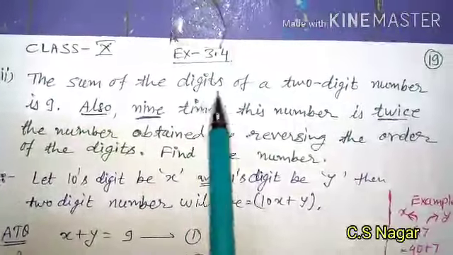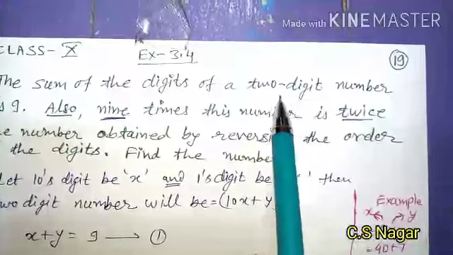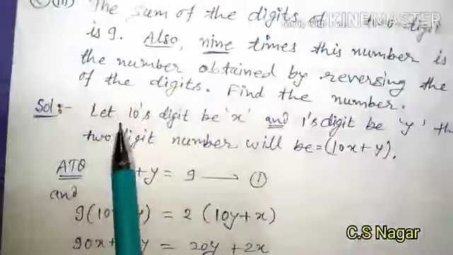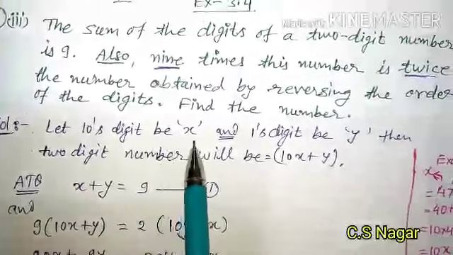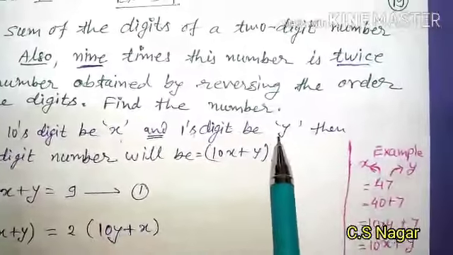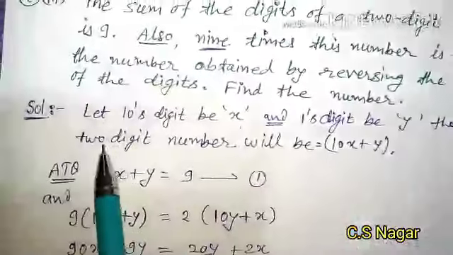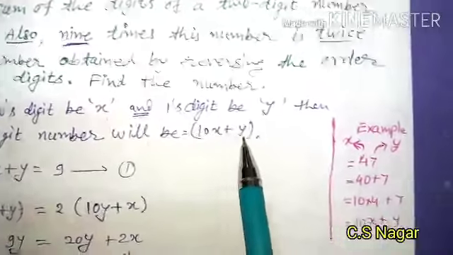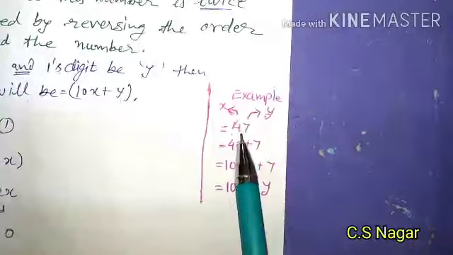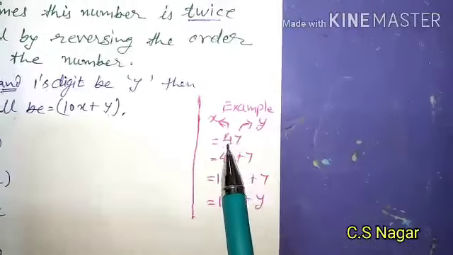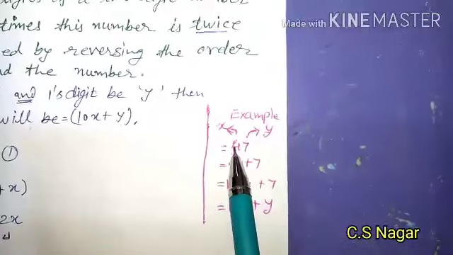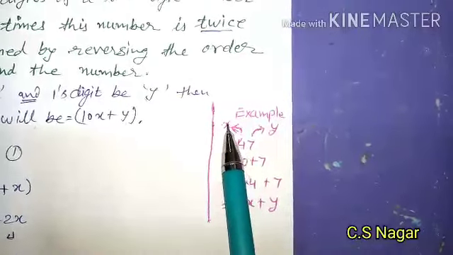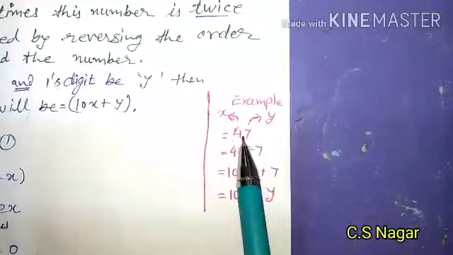The sum of the digits of a 2-digit number. Since it is a 2-digit number, there is a tens place and a ones place. So let the tens digit be x and the ones digit be y. Then the 2-digit number will be 10x plus y. How is this possible? Let's see here. For example, there is a 2-digit number 47. Here 4 is the tens digit and 7 is the ones digit. Suppose the tens digit is x and the ones digit is y.